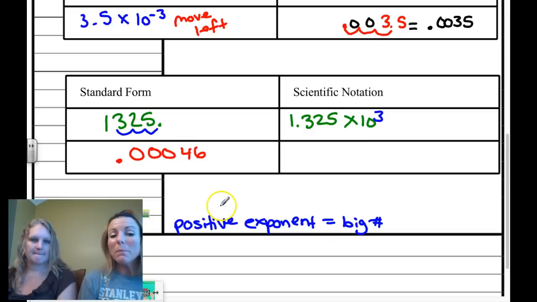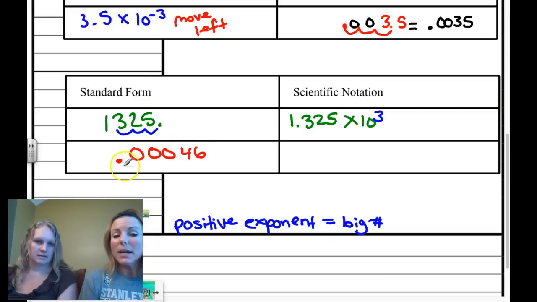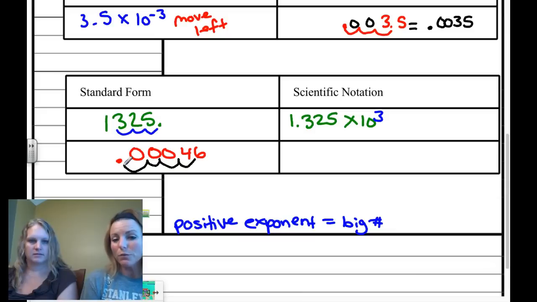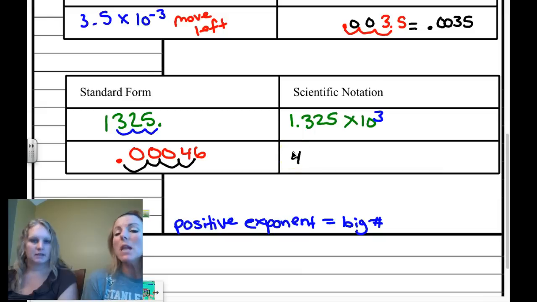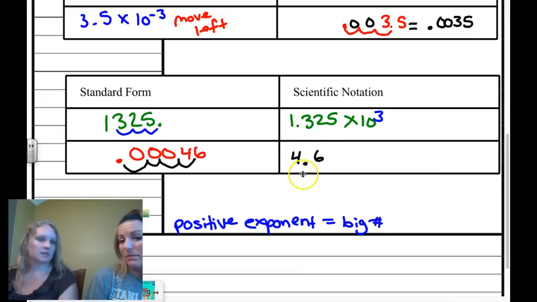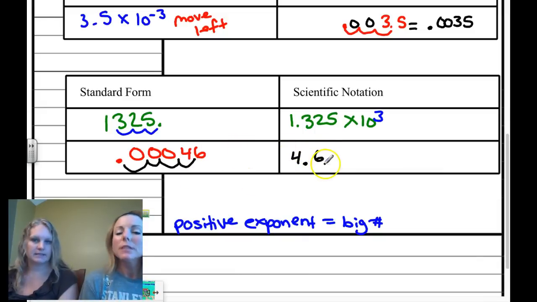Okay. So now remember, again, to put it in scientific notation, the decimal point has to be after the 4. Your leading digit cannot be a 0. Your leading digit must be a number greater than 0, but less than 10. So 4.6 times 10.